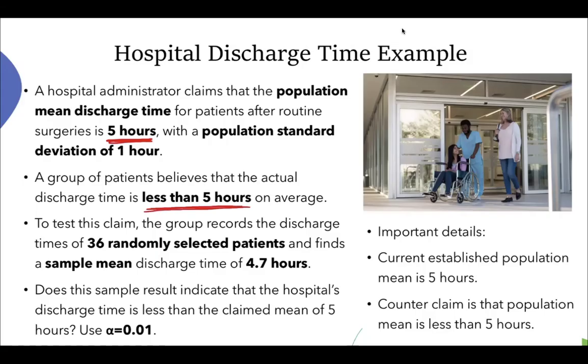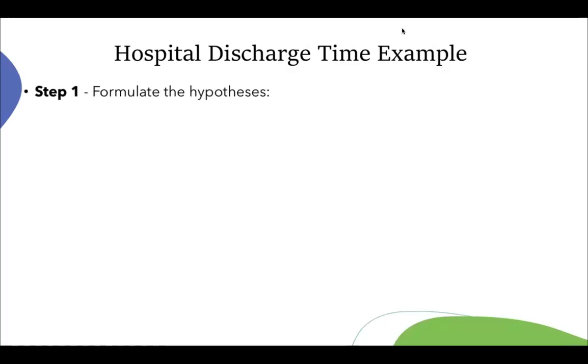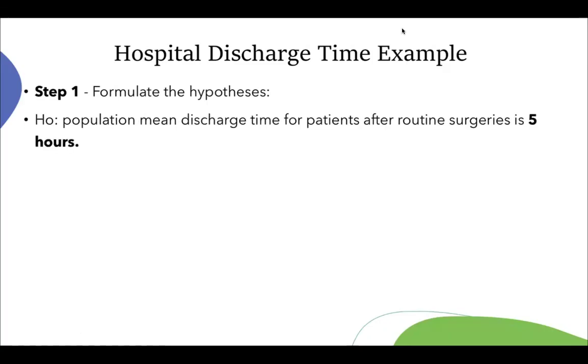Okay, so knowing that we have a less than in the counterclaim means that this test is going to be on the left-hand side, and we're going to write up our alternative hypothesis to show that. First, the null hypothesis: the population mean discharge time for patients after routine surgeries is 5 hours. We don't state any direction, we just state that it is 5 hours. Mu equals 5.